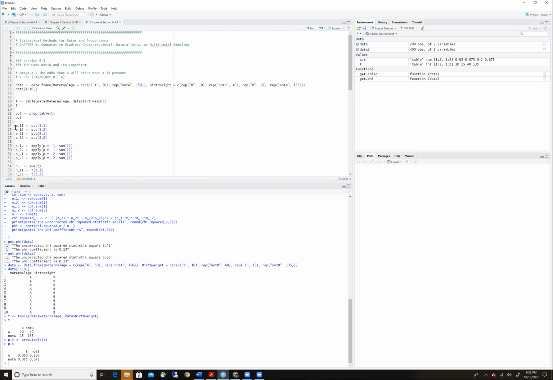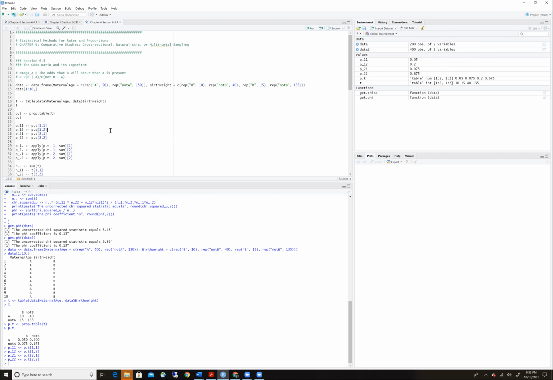We can define each of these cells' proportions as P11, P12, P21, and P22 using the square brackets, picking off of PT. So we remember we have the rows, comma, the columns. So the first row, first column, that will give us P11. The first row, second column will give us P12. The second row, first column will give us P21, and the second row, second column will give us P22. Run that in.